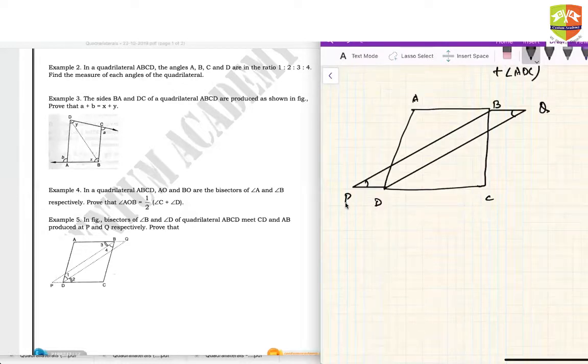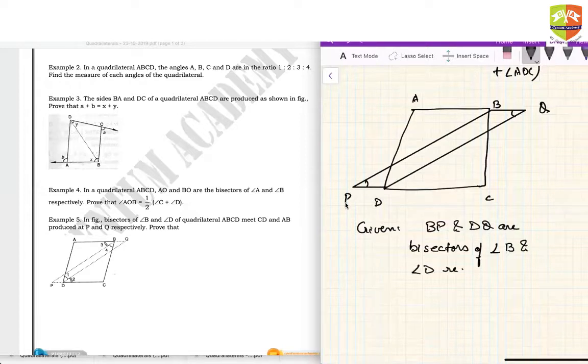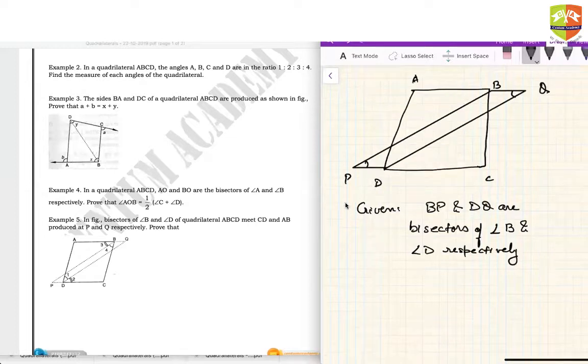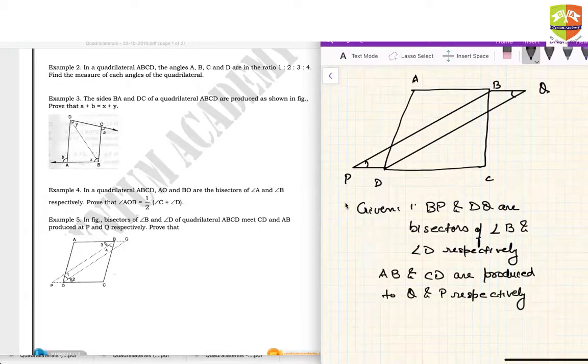So where is angle P? Clearly, you have to start with the given. What is given? BP and DQ are bisectors of angle B and angle D respectively. The question itself will help you, but sparing 10 seconds to write such given statements will help you. And AB and CD are produced to Q and P respectively. Always try to number the given items. Why? Because the more you number the information, the more clarity you get. So those are the two facts which are given.